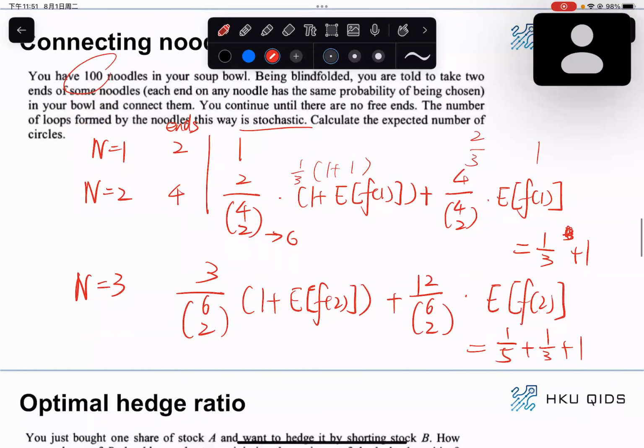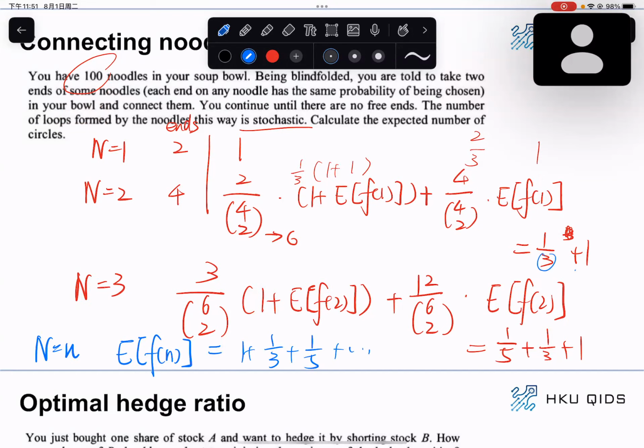So by induction, we can get what? When n equal to n, the expectation of Fn is going to be 1 plus 1/3 plus 1/5 plus all the way to 1/(2n minus 1). And we just take n equal to 100 into this formula, and we can get our answer. Okay.